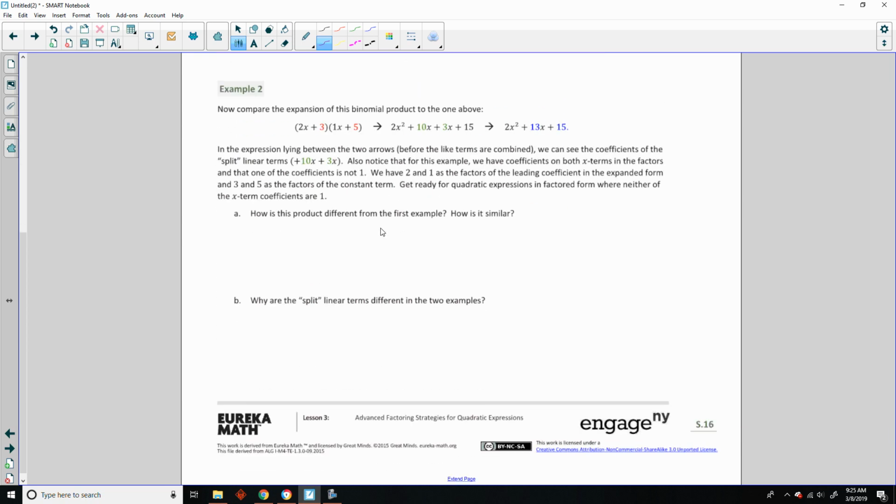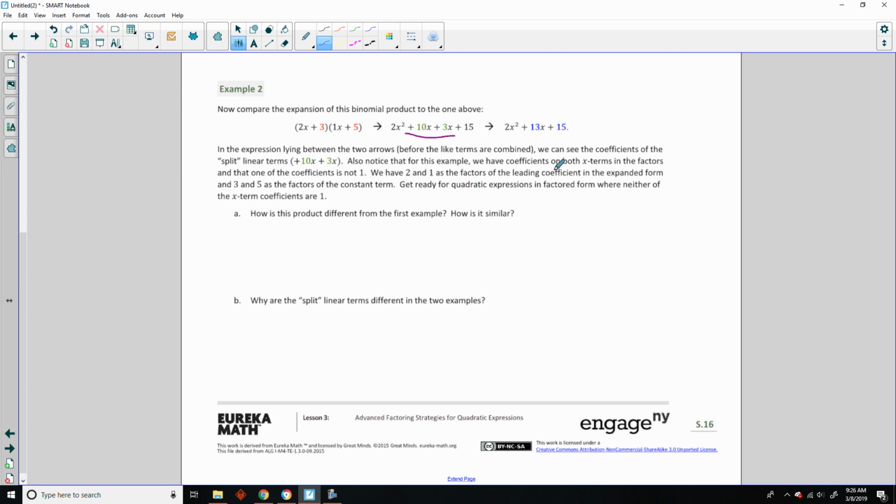Example 2. Now compare the expansion of the binomial product to the one above. So we have 2x times the 1x is 2x squared. Okay, in this case, we have a 3 and a 5. But we have to look at this. Okay, so this one's a little bit different. So it says, in the expression lying between the two arrows, this one here in the middle, before like terms are combined, we can see the coefficients of the split linear terms of positive 10x and positive 3x. So these two right here.